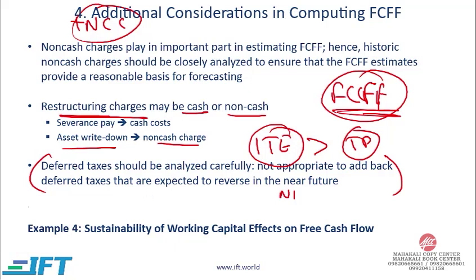I'm not going to cover these examples here because I think that relative to the other examples, these are not as important, but if you have time, go over example 4. Key point being that if the working capital effect is sustainable, then you take it into account. If it is not sustainable, then you adjust it out.